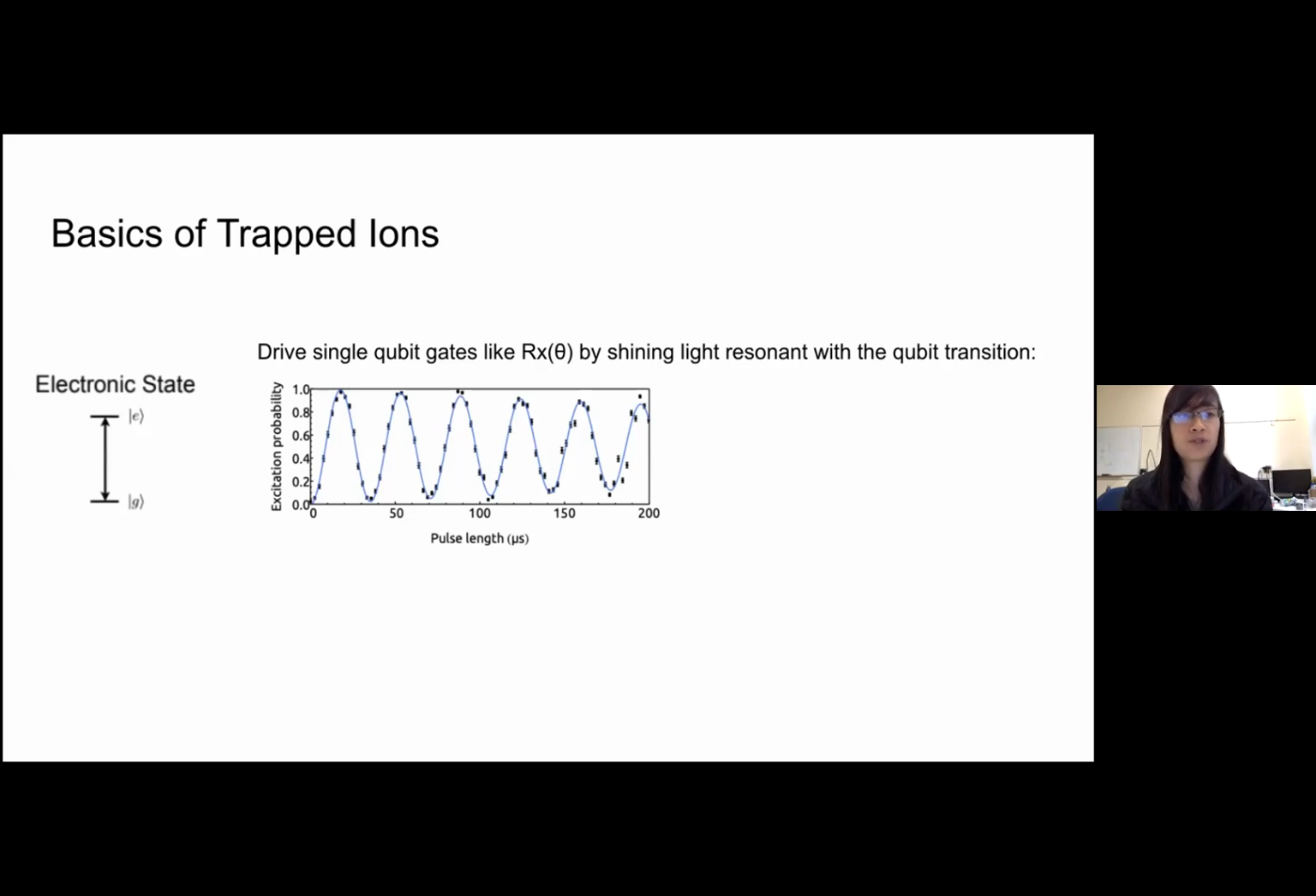Going through the basics of trapped ions. Like all atoms, ions have this internal electronic state. Typically, we label one of these states as our ground state and one as our excited state. By shining laser light that's resonant with this transition, we can flop between our ground state and our excited state, as shown here. These are some Rabi flops.